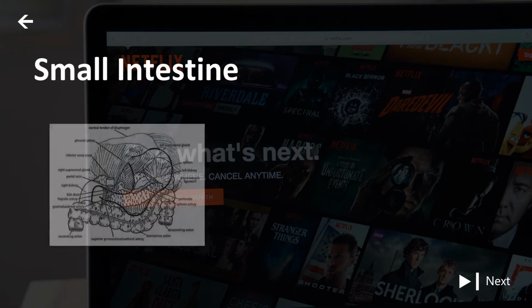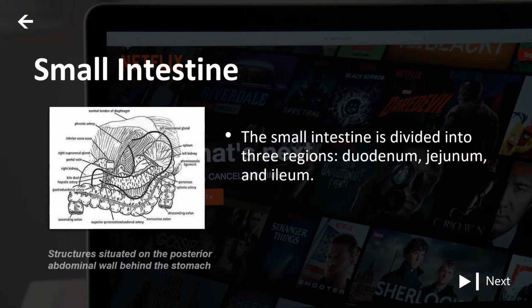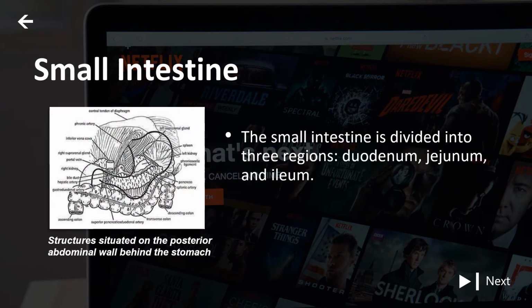Small intestine. The small intestine is divided into 3 regions: duodenum, jejunum, and ileum. The small intestine is the longest part of the alimentary canal and extends from the pylorus of the stomach to the ileocecal junction. The greater part of digestion and food absorption takes place in the small intestine. Like I said, it is divided into 3 parts: the duodenum, the jejunum, and the ileum.